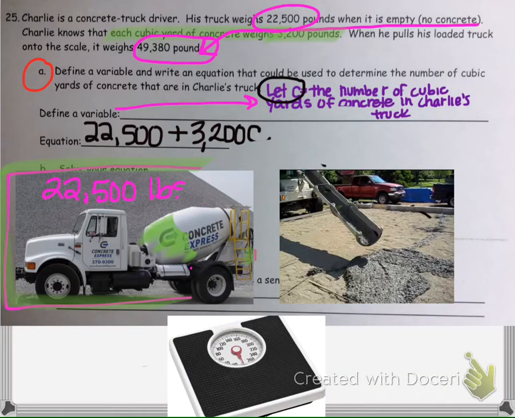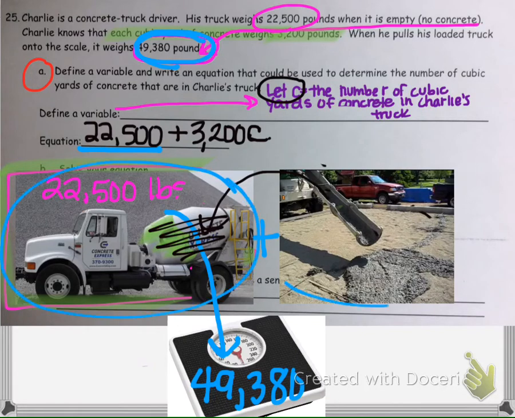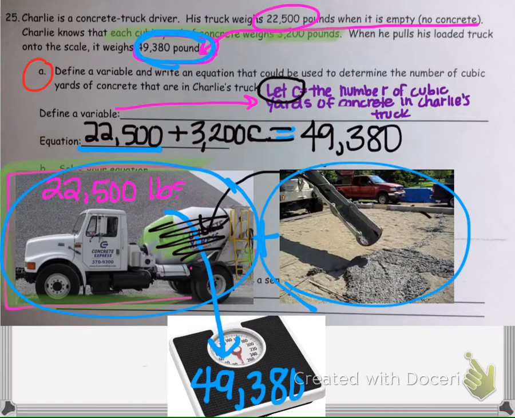Okay, so we have the truck on the scale, which weighs this amount, plus the concrete that's going to fill up inside. The problem tells us the total weight now on the scale, the truck with the concrete, is 49,380 pounds. So altogether, it equals 49,380 pounds. Now we have our equation that we can solve.